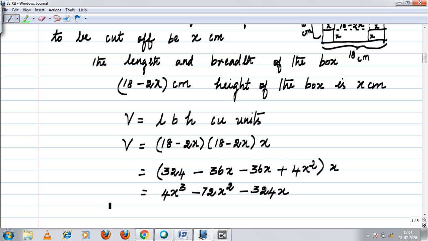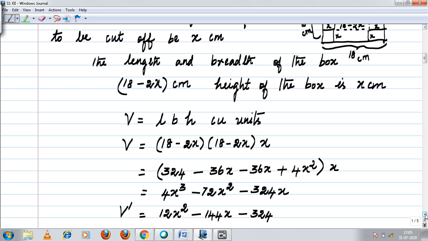We are simplifying. The first step, what do you want to do? You want to differentiate, right? V dash equals 12x square minus 144x plus 324. The differentiation is over.